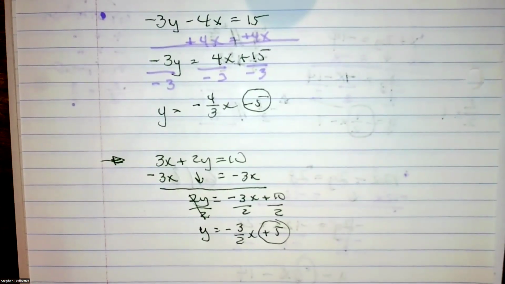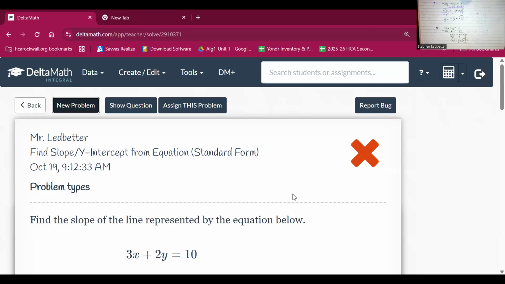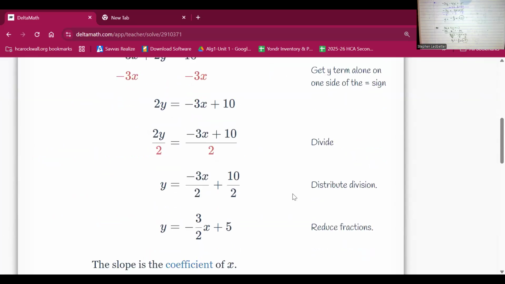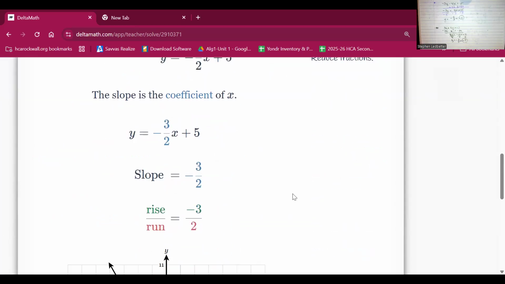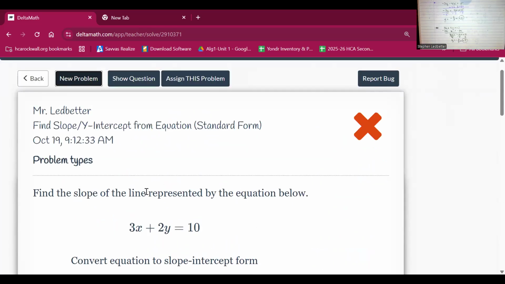Nothing changes. All right, so let's go back here. You can see why I think this one's pretty easy. Really don't have much to do. All right, so there we go. I hit that. Oh, what did I do wrong? Did I ask for slope? Oh, it says find the slope. I didn't read it. I was thinking y-intercept.